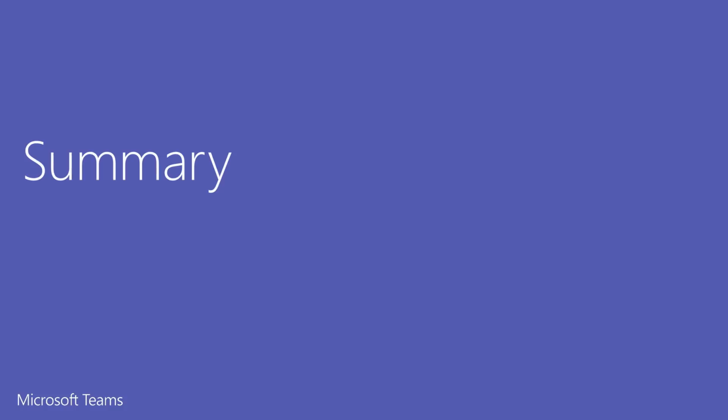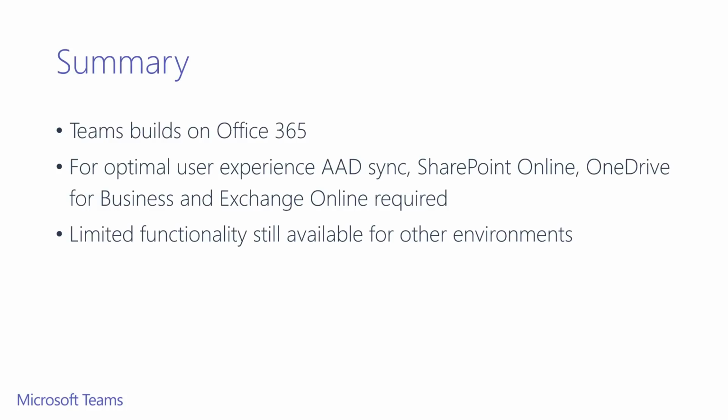Let's take a look at a summary of what we've covered in this foundational training for Microsoft Teams. Teams builds on top of Office 365 services. For an optimal user experience, we need to ensure that we leverage Azure Active Directory and any synchronization mechanisms that may be necessary, SharePoint Online, OneDrive for Business, and Exchange Online. If we don't have all of these components, we can still utilize Teams, but there will be some limited functionality available as we covered throughout this course.